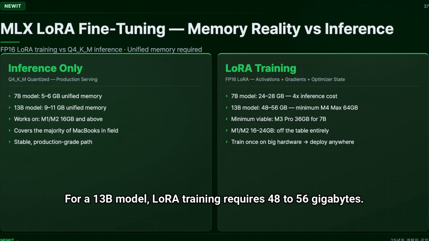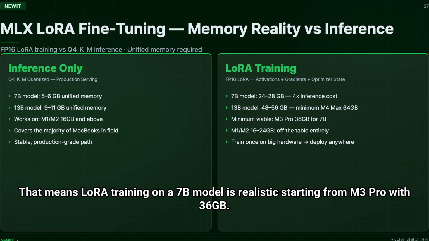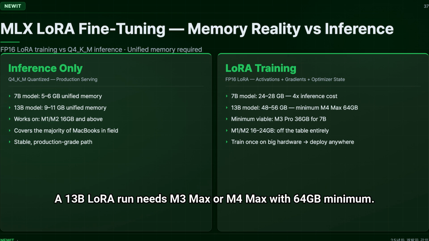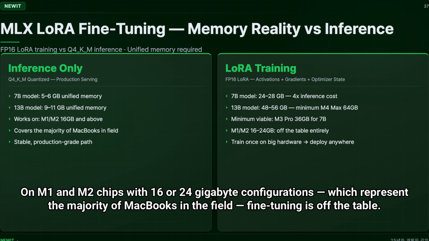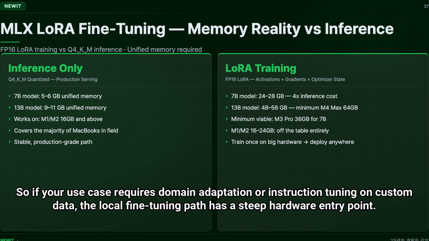For a 13B model, LoRA training requires 48 to 56 gigabytes. That means LoRA training on a 7B model is realistic starting from M3 Pro with 36 gigabytes. A 13B LoRA run needs M3 Max or M4 Max with 64 gigabytes minimum. On M1 and M2 chips with 16 or 24 gigabyte configurations, which represent the majority of MacBooks in the field, fine-tuning is off the table. Not slow, off the table.